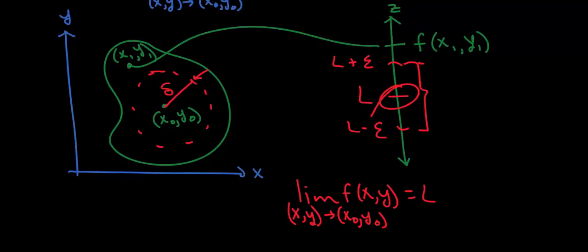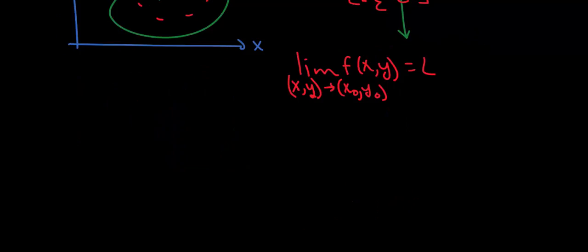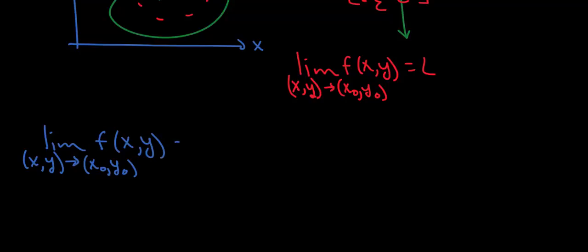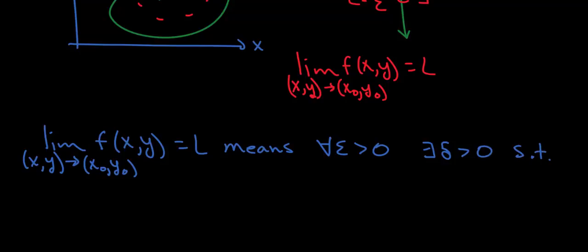So let's see if we can write it out formally. Okay, so here we go. The limit as xy goes to x naught, y naught equals L means, and we start this off just like before, for all epsilon greater than 0, no matter what epsilon I choose, there exists a delta greater than 0 such that this is true.